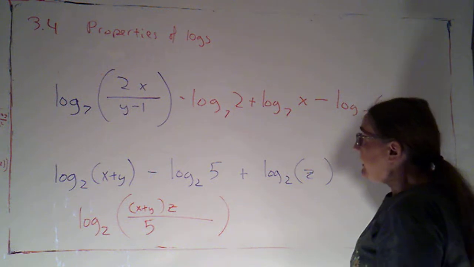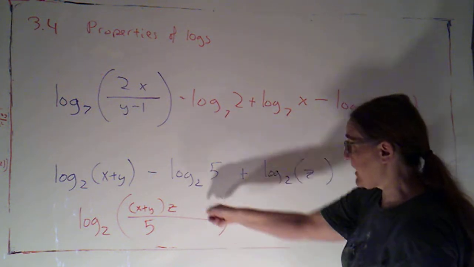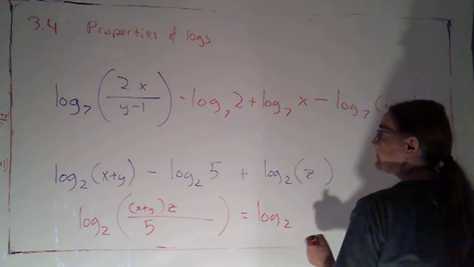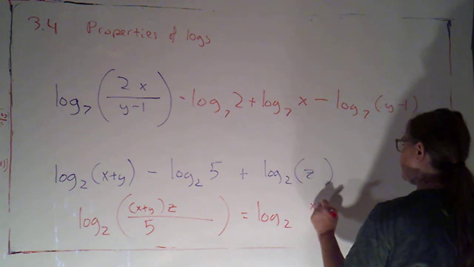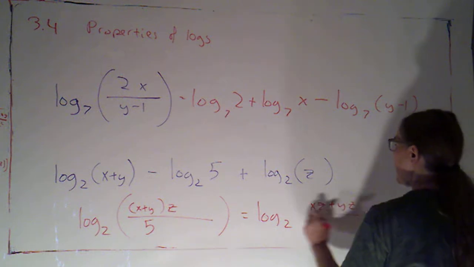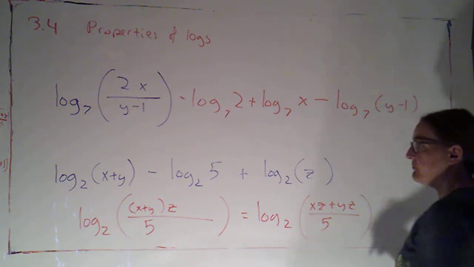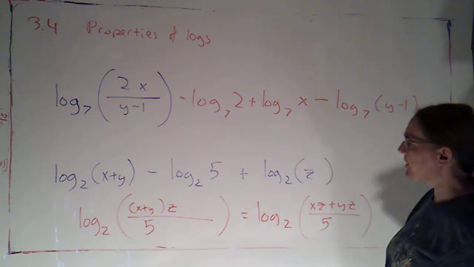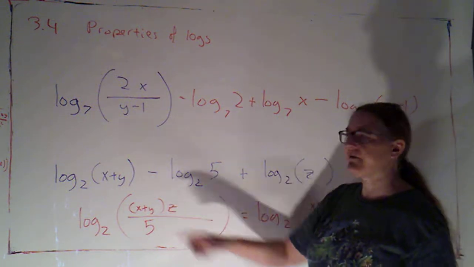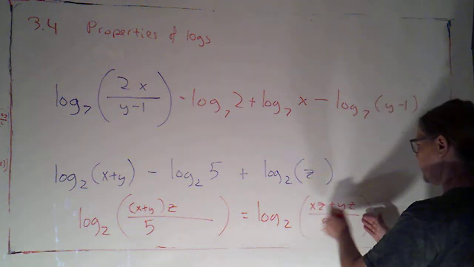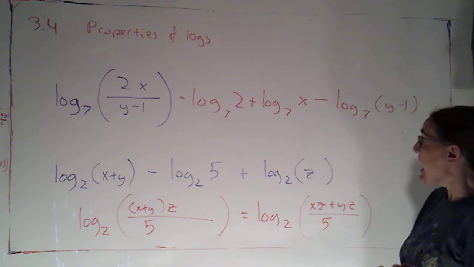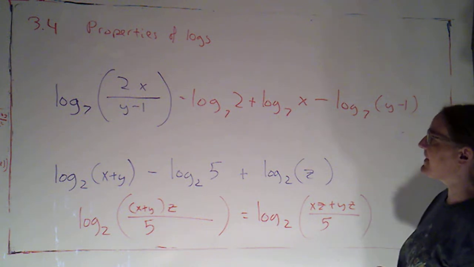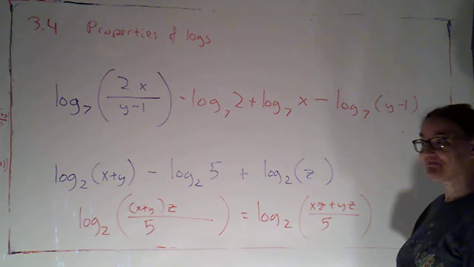Now, if I wanted to simplify that by distributing the z, I could certainly write this as the log base 2 of xz plus yz over 5. Just do that multiplication. It's generally considered simpler if you don't have parentheses. So that would be a step that you should do. That's going to simplify that basically as much as it can.